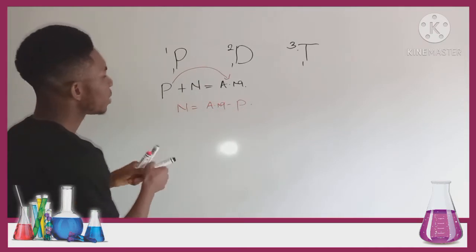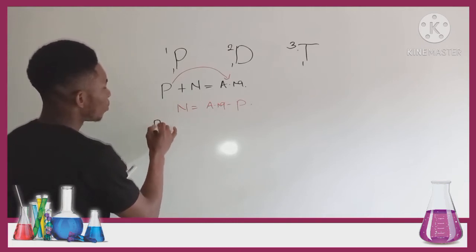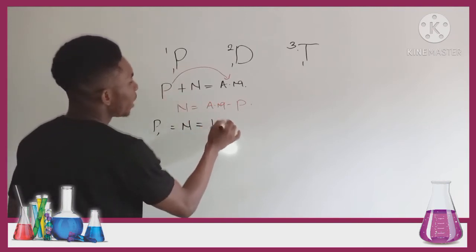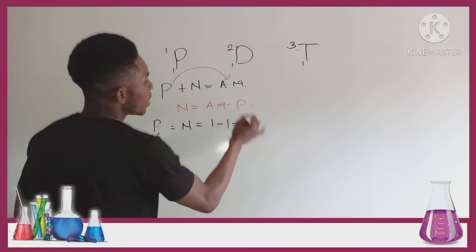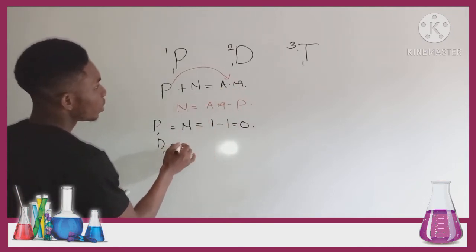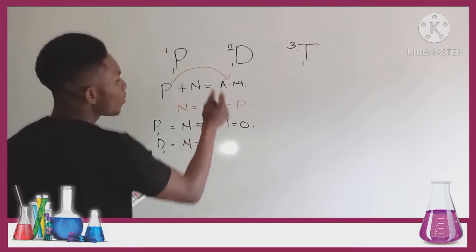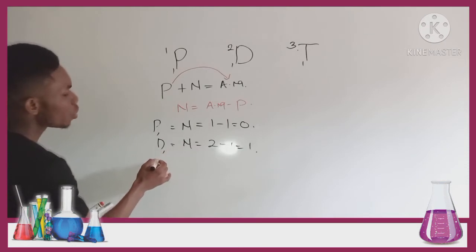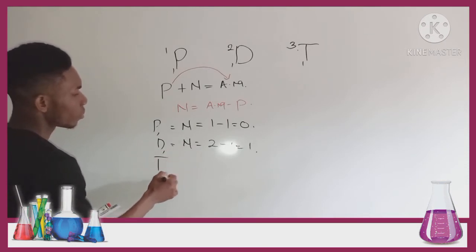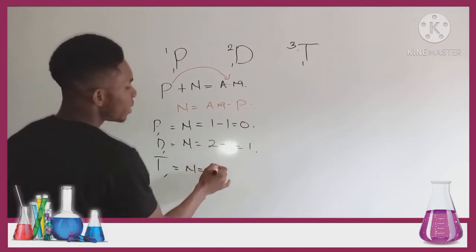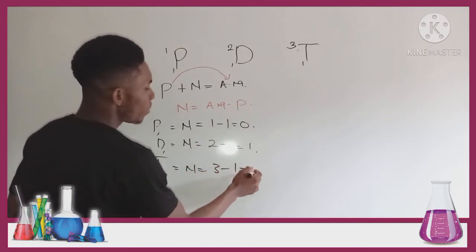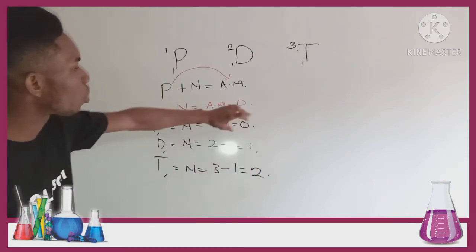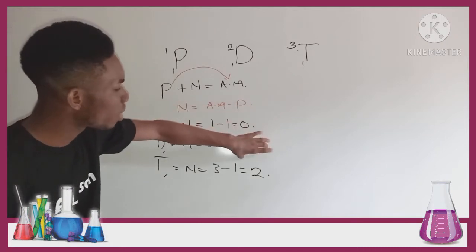Now, let's take the first one, protium. The number of neutrons is equal to the atomic mass, 1, minus the number of protons, 1. 1 minus 1 is 0. Now, taking deuterium, number of neutrons is equal to atomic mass 2 minus number of protons 1, which is equal to 1. Then taking tritium, the atomic mass is 3 minus atomic number 1. 3 minus 1 is 2. So you see that each of them has a different number of neutrons. The number of neutrons for this one is 0, this one is 1, this one is 2.